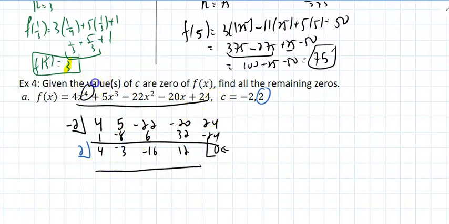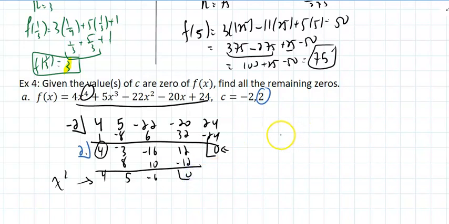So this way I'm reducing. Remember, I started with x to the 4th. This is really x cubed. And if I go on, this is going to be x squared. We'll drop the first number. 2 times 4 is 8. That's a 5. 2 times 5 is a 10. That's a negative 6. 2 times negative 6 is negative 12.